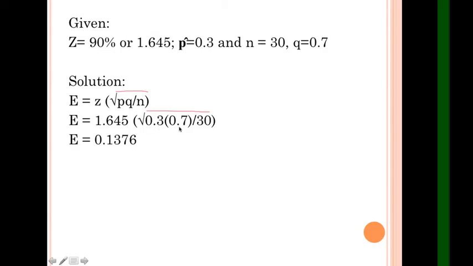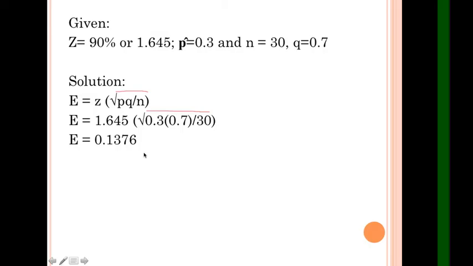Okay, I repeat. Just click 0.3 times 0.7. Click equals. Divide by 30, click equals. On your answer, write a square root in the first portion of the answer. So click equals and then multiply your answer by 1.645. Click equals and you will get 0.1376.